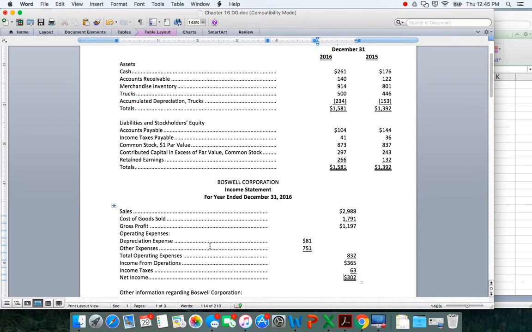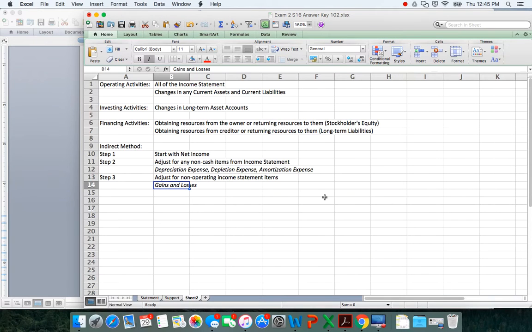I don't have any gains or losses this time, so I know that I'm okay to move on. So step 3, I could check off step 3. I did that as well. All right, so now I just have one more step here, step 4. And step 4 says that I need to adjust for any changes in current assets and current liabilities. Adjust for any changes in current assets and current liabilities.